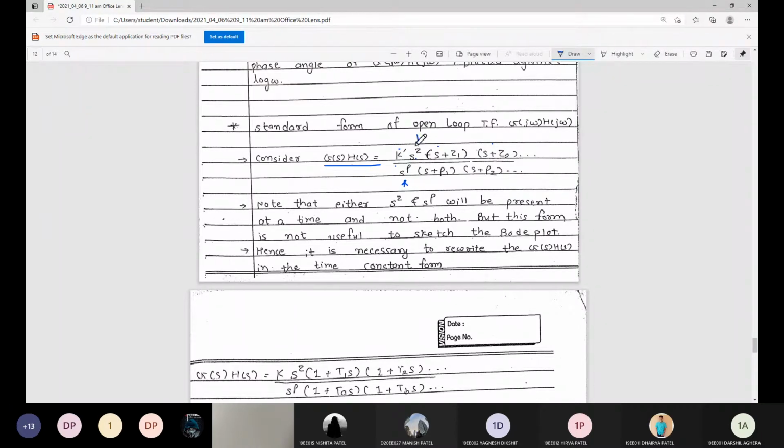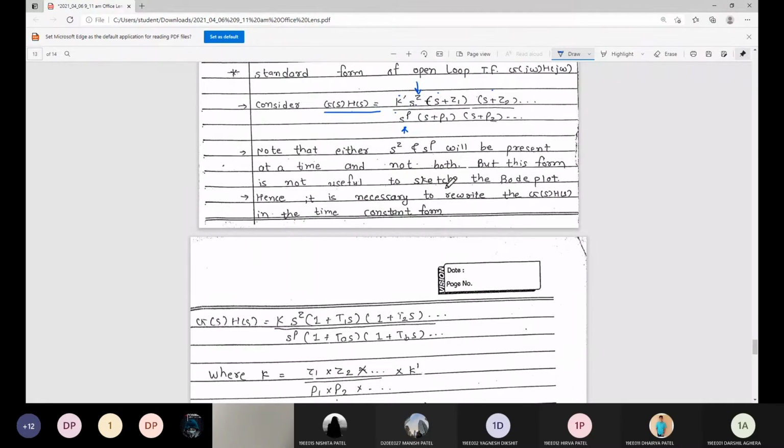I will be terming it as zeros at origin. Origin means 0. Okay, which 0, not this 0? The 0 which is on the graph paper. Okay, these are termed as: first one is your DC gain, second one is your zero at origin, third one is your pole at origin, zero, that is simple zeros, simple pole.